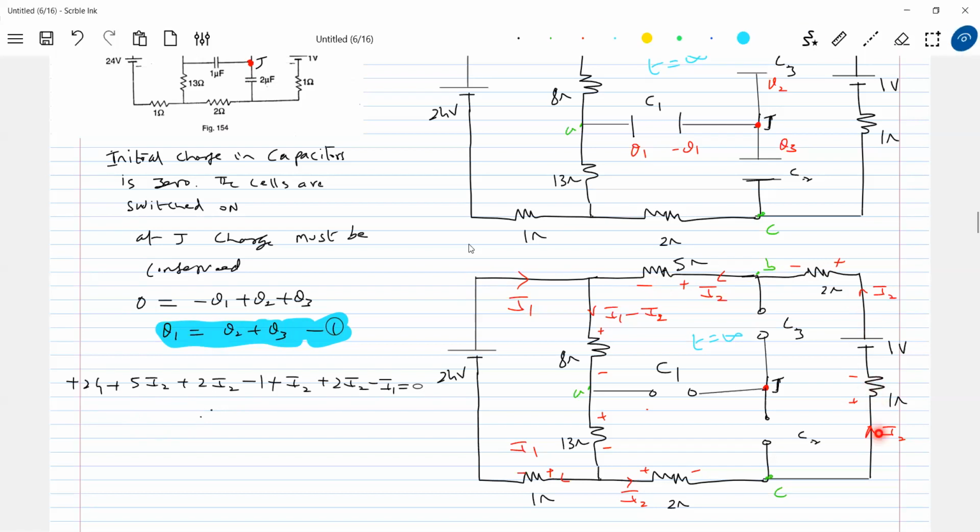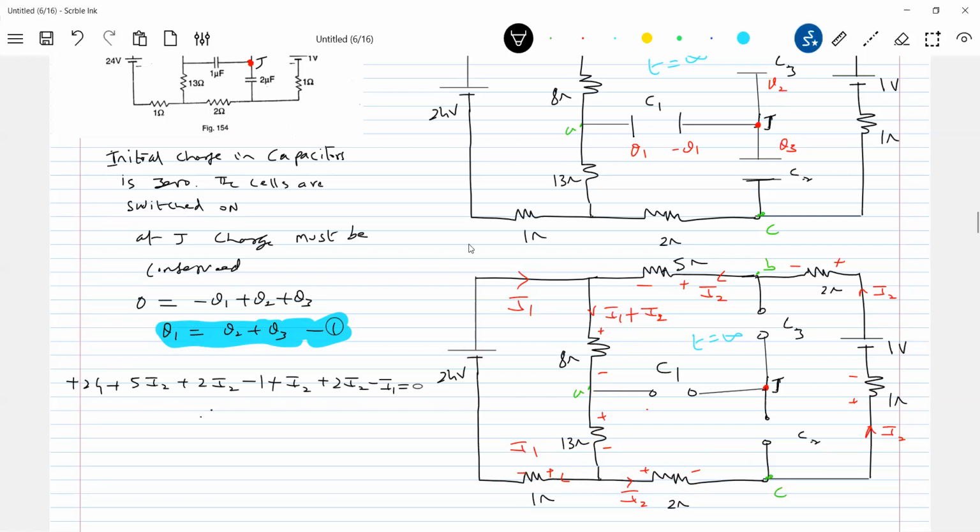Sir, the current through the 8 ohm resistor should be I1 plus I2, sir. Which resistor? This one? Yes, the 8 ohm resistor, sir. I1, oh, plus symbol. Okay, everything fine, all symbols and signs. Thank you. So plus minus 1 volt plus I2, this will be plus 2I2 minus I1, going from positive, equal to 0.